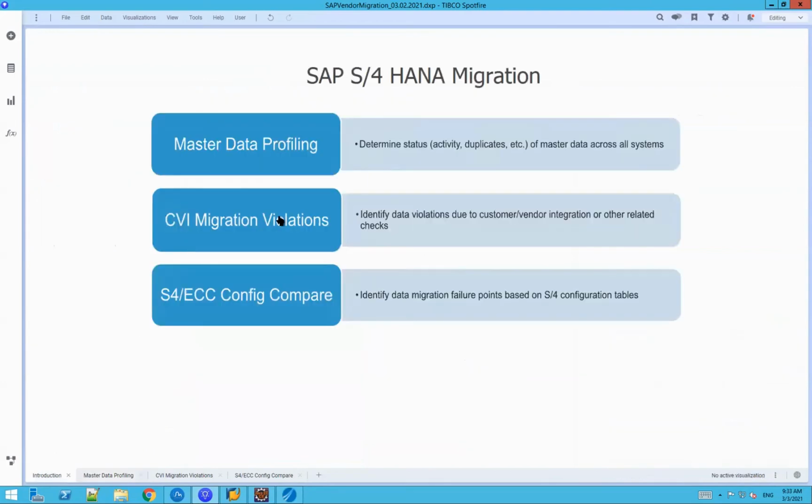So I'll go back to the main screen. We've gone over this profiling piece. Now I want to get into the actual violations, right?